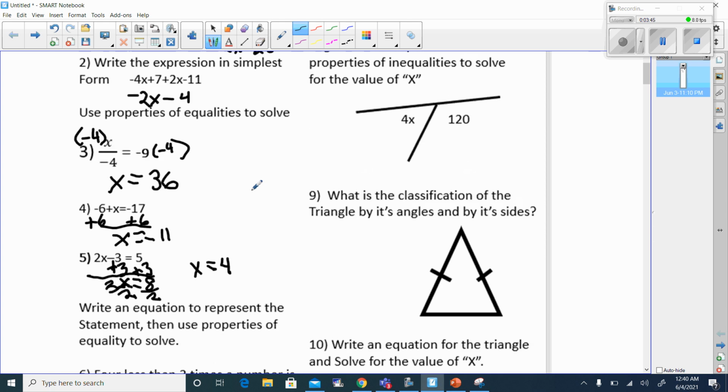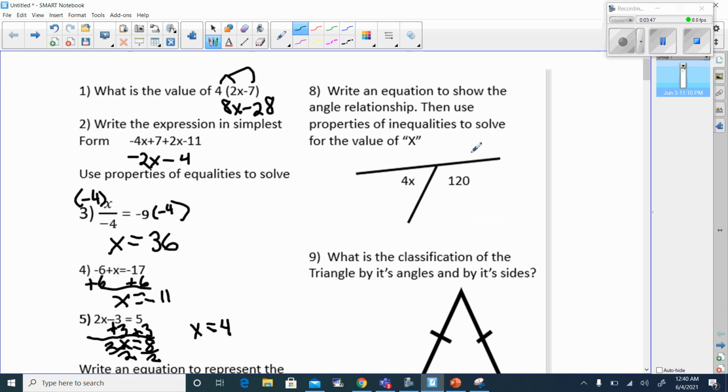That was number 7. Let's go to number 8. Write an equation to show the angle relationship. They want me to find x. So remember that all this equals 180. I can take away 120 from 180. So I can just have 4x over here. And 4x has to equal, well, 180 minus 120 is 60.